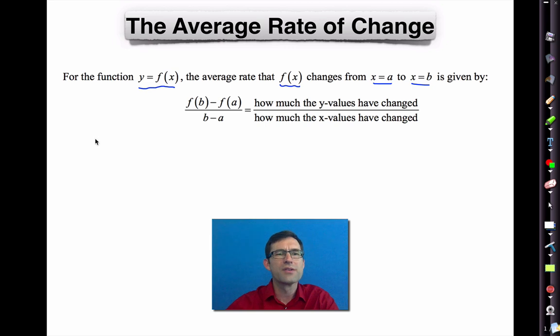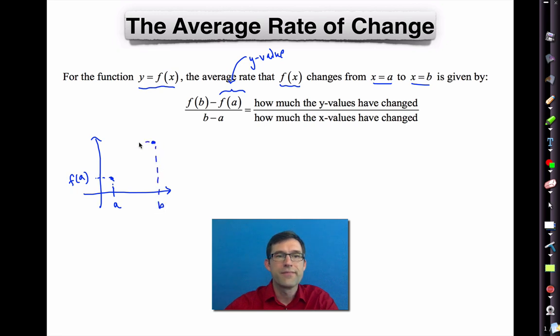All right, I want to illustrate this just for a moment on a graph. I'm not going to even draw anything in. We've got a, and then at some point we have its output, f of a. Remember, this is a y value. Then you've got some other point, b, and f of b. That's also a y value.